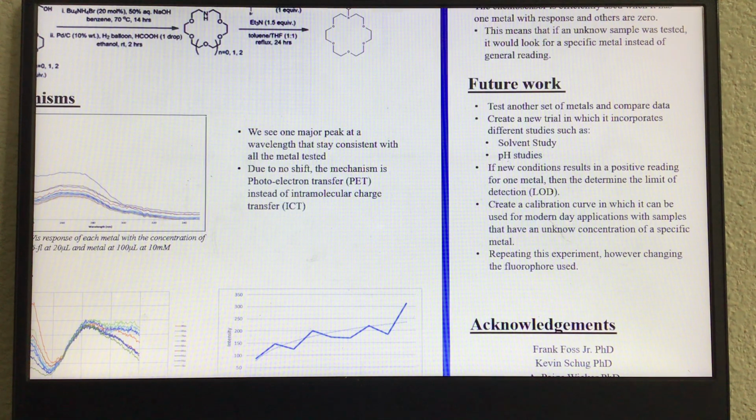And it also allows us to create a calibration curve. That curve can be used to find an unknown concentration once we know what this chemosensor is selective to.